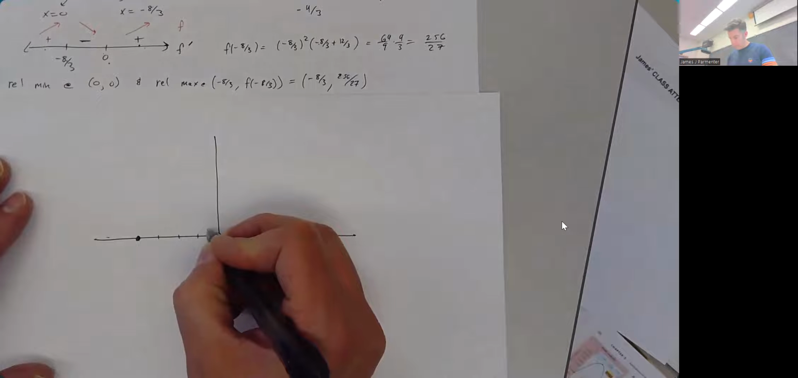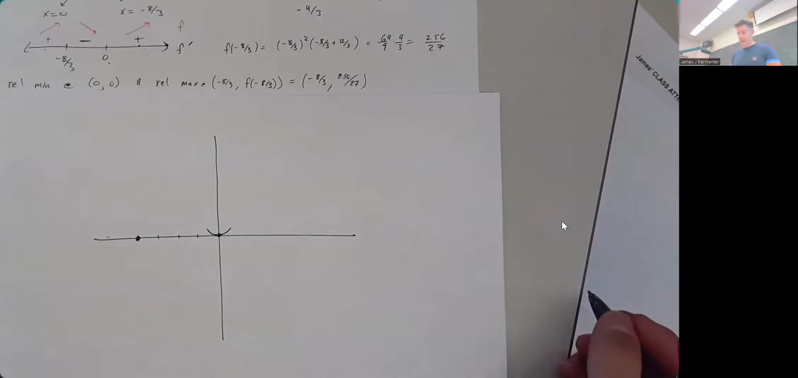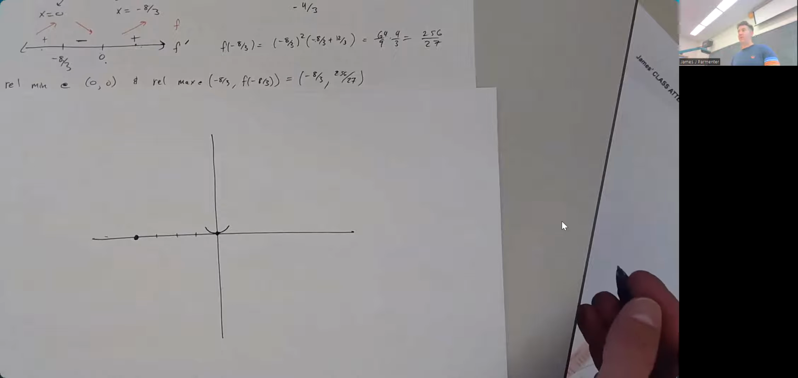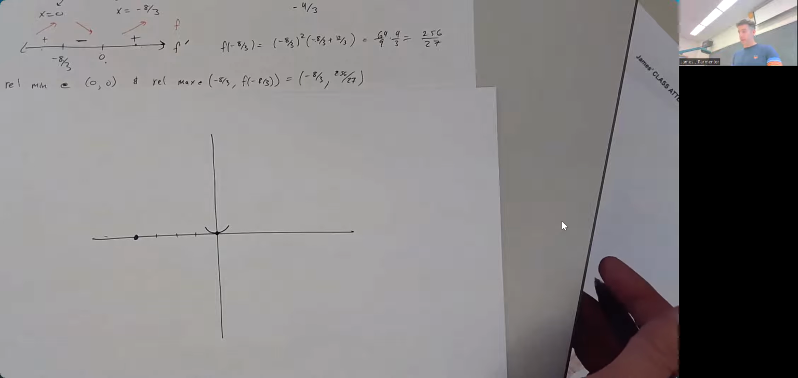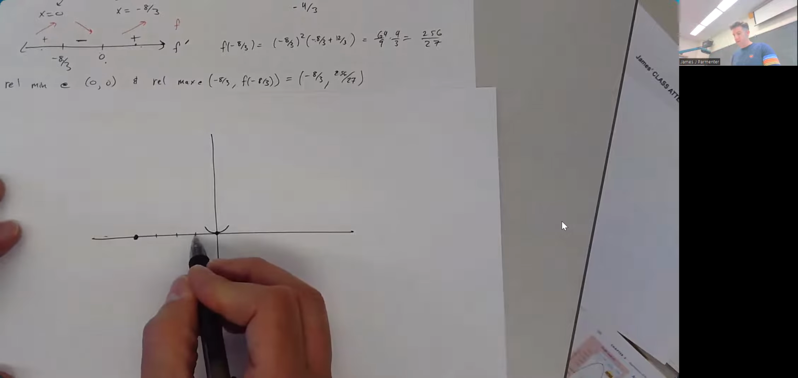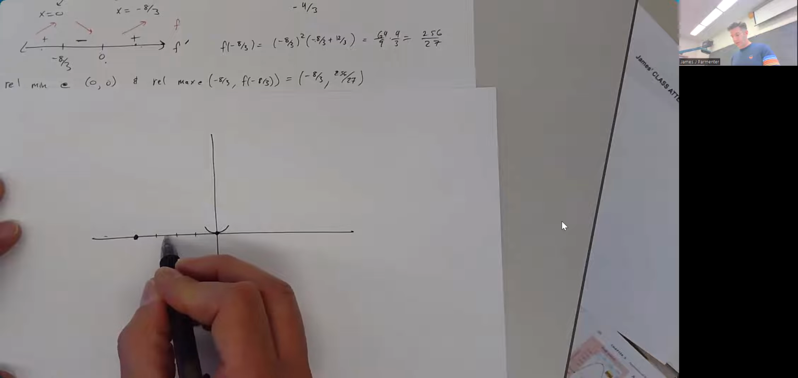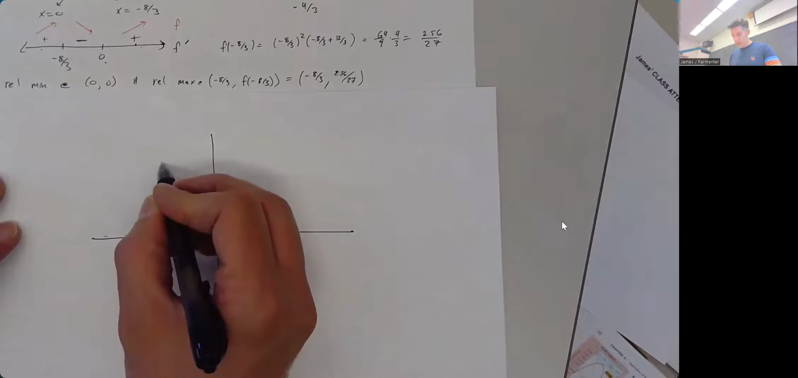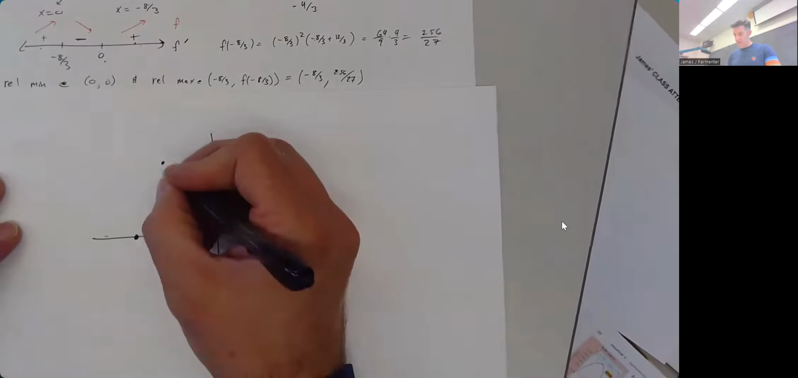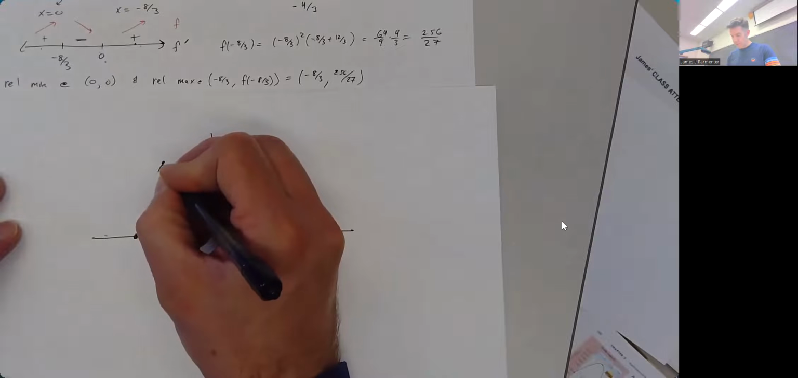So I know it's going to be a minimum right there. And I had a relative maximum at -8/3, comma, some y value. I don't actually care about getting even remotely close to right. -8/3 is between -2 and -3. It's like right about there. So I'm just going to kind of eyeball it and say right about there. So there's my relative maximum.